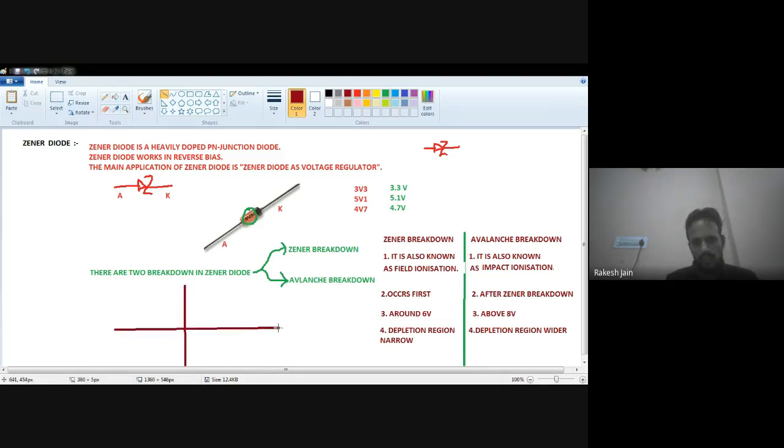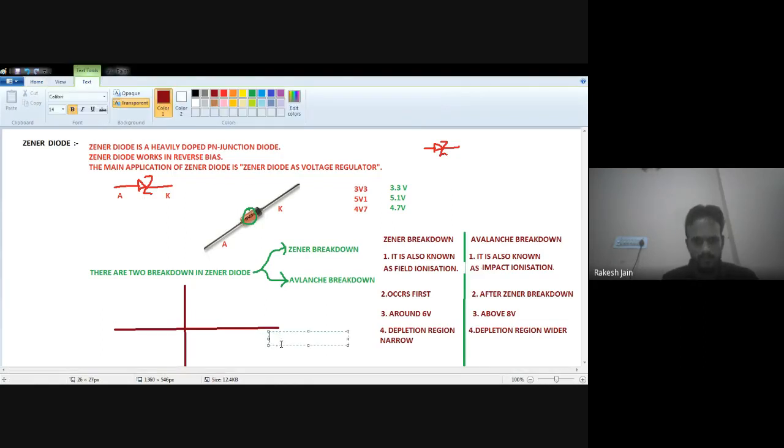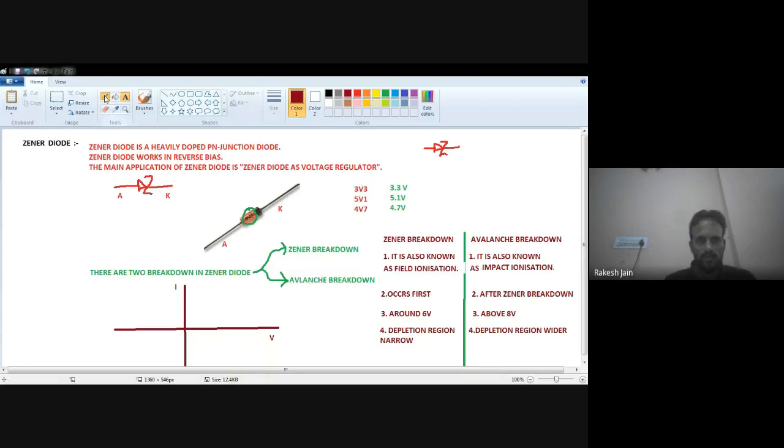For example, whenever we use it practically and draw the voltage-current characteristics of the Zener diode, in forward bias it behaves like a normal diode. But in reverse bias, first Zener breakdown occurs, then Avalanche breakdown occurs. Okay, so this is about the Zener diode and its breakdown.